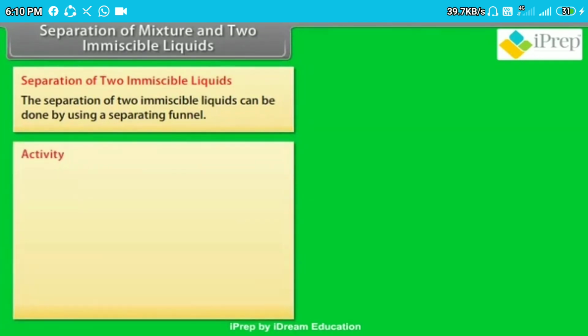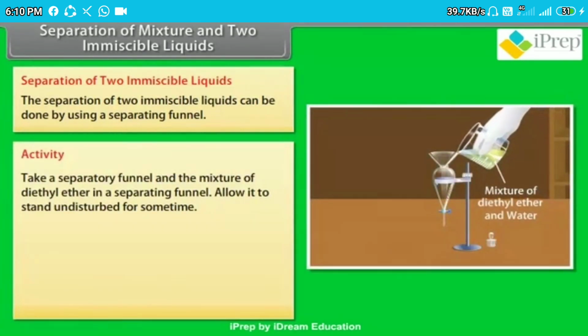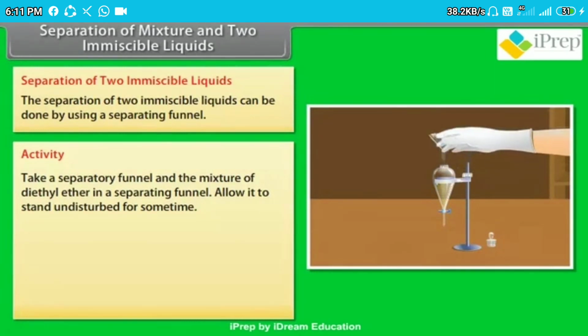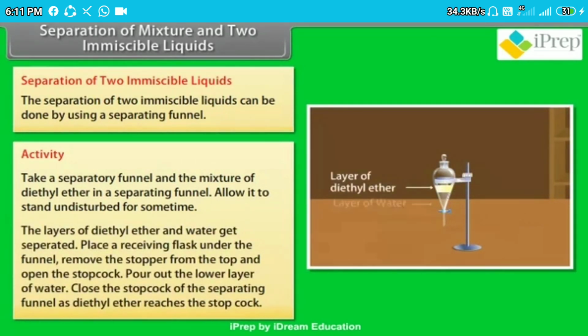Activity. Take a separatory funnel and the mixture of diethyl ether and water in a separating funnel. Allow it to stand undisturbed for some time. The layers of diethyl ether and water get separated.